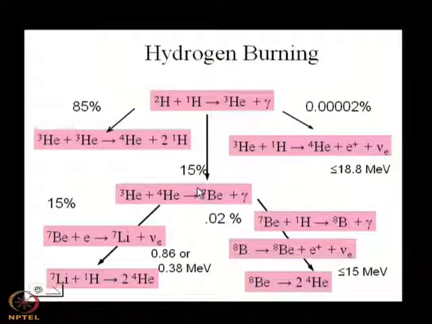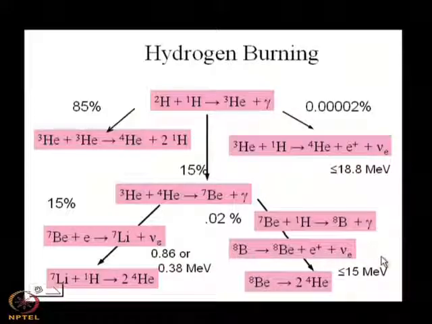But again here, there is another possibility. Again, a very small fraction goes into this path. Here, the beryllium collides with the proton to form boron-8. And this boron-8 then becomes beryllium with the emission of a positron and a neutrino. This is beta decay. And this beryllium then gives rise to 2 helium-4. Okay. And there are neutrinos emitted in this, and the energies of these neutrinos are given over here.